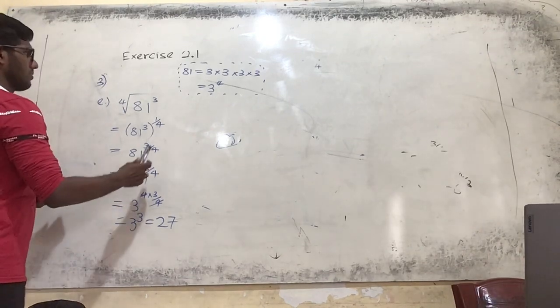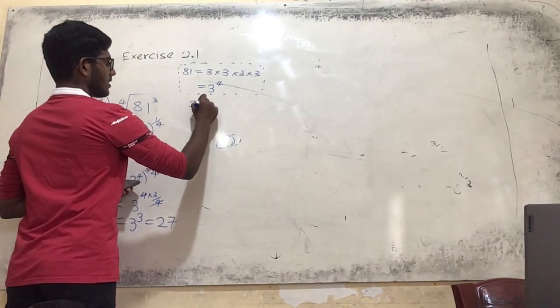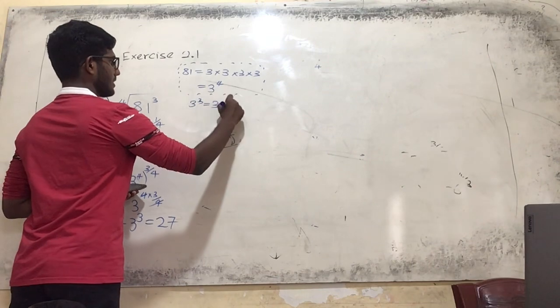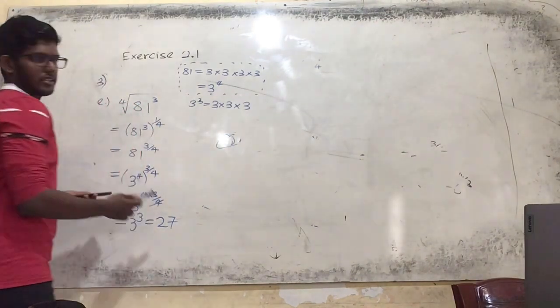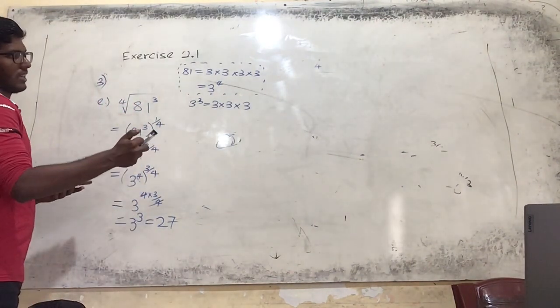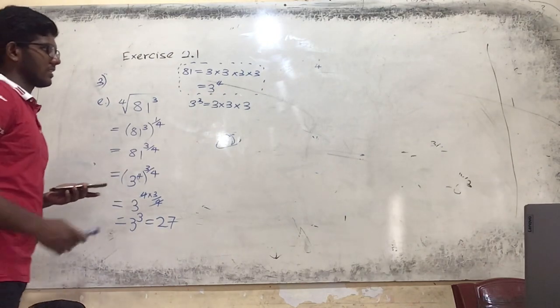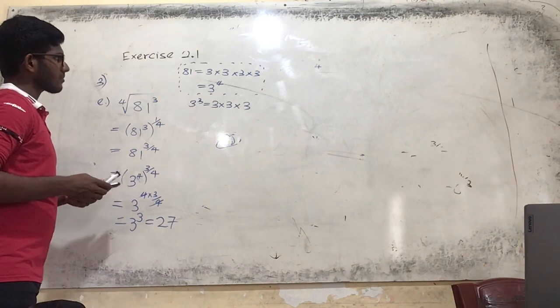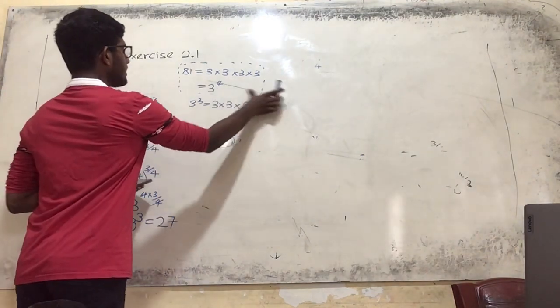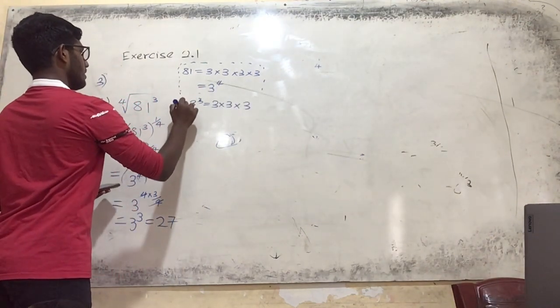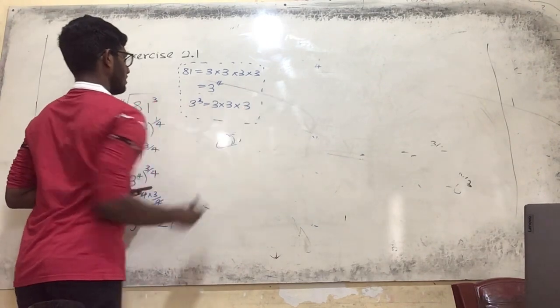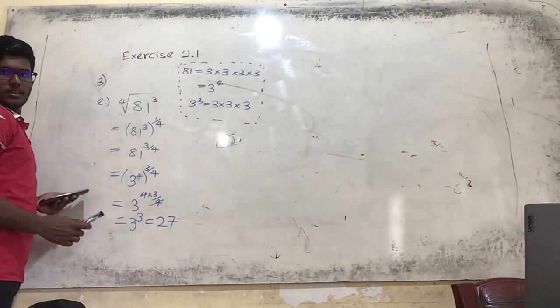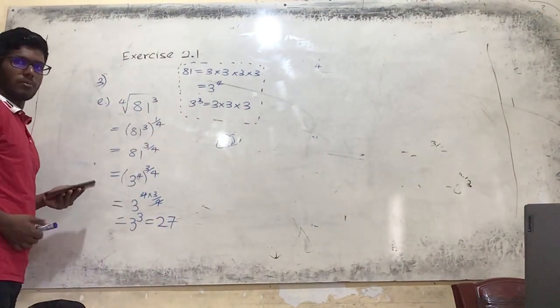If you want 3 to the power 3, you get it like this: 3 times 3 times 3. 3 times 3, so that is 27. Right? Okay. These are answers, okay? Don't write it here. You can write it in the side of your book.